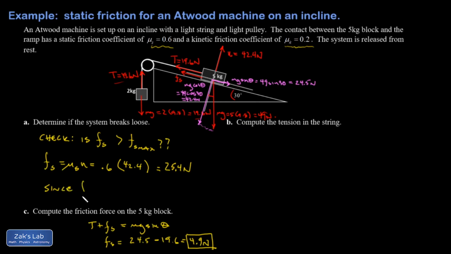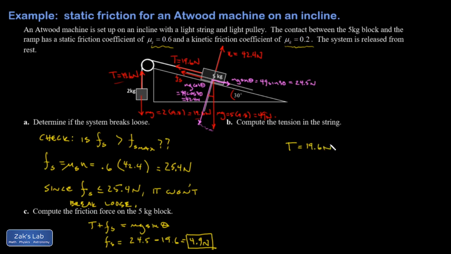So since our required friction is less than or equal to the maximum possible, it's not going to break loose. So it won't break loose. Okay. Compute the tension in the string. We happen to have done that along the way.